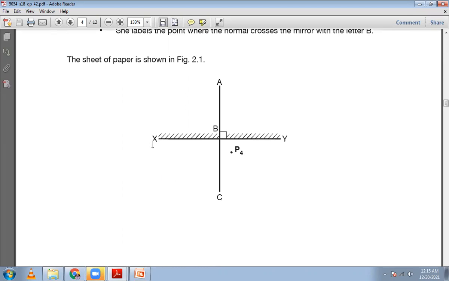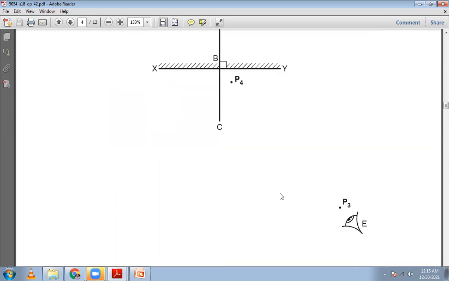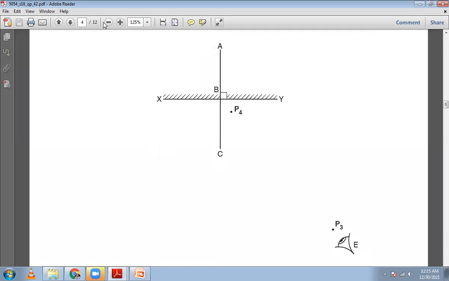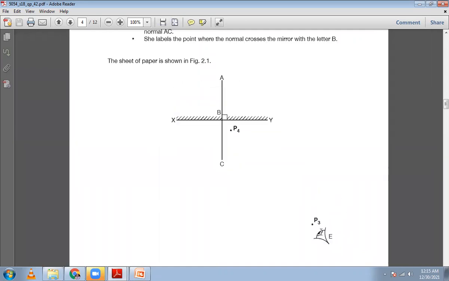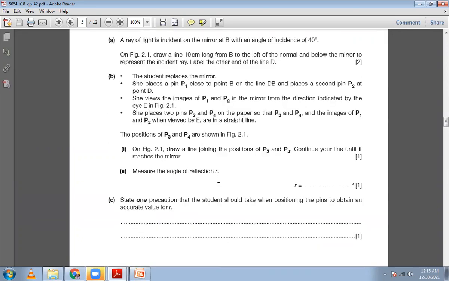So here they're talking about this is the mirror, this is the normal AC, and when the normal crosses the mirror, that point is named B. The sheet of paper is shown in figure 2.1. So here is the observer. Let me reduce the size so you can see the whole thing. Here you have the observer, this is the lamp and this is the normal. And here they have put 2 pins, P3 and P4. So what is their question?